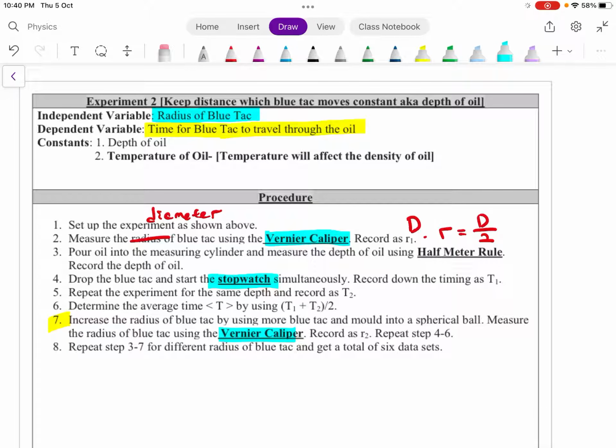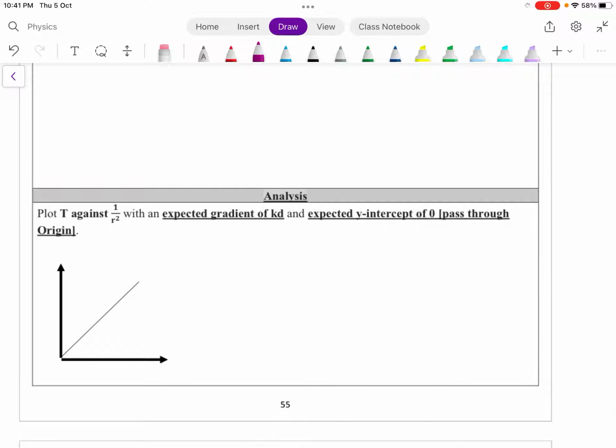So record as R2, repeat step 4 to 6, and of course last but not least, repeat step 3 to 7 for different radius of blue tag and get a total of 6 data set. Yeah, so step number 8 actually is very important. You must get a total of 6 data set. Okay, now let's move on to analysis again.